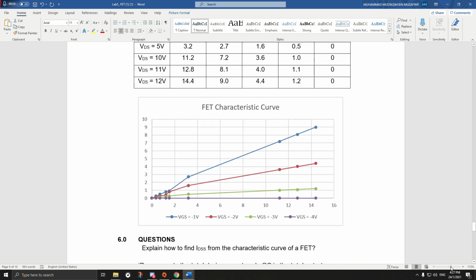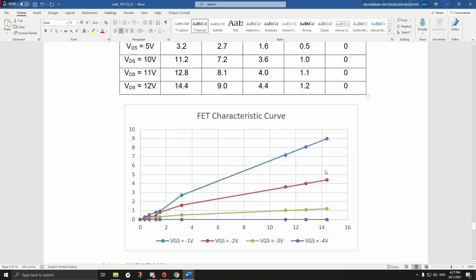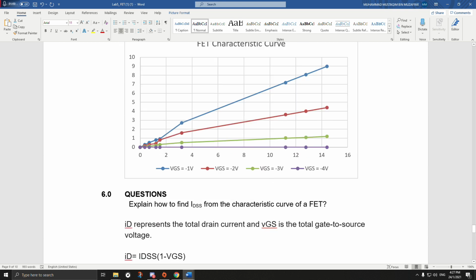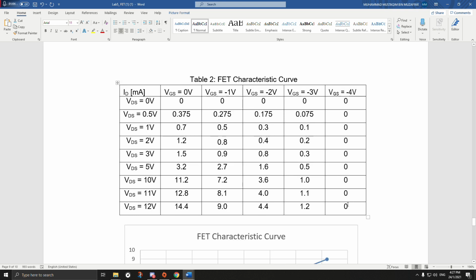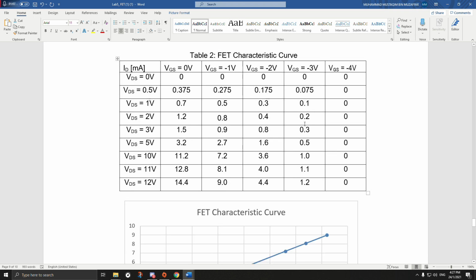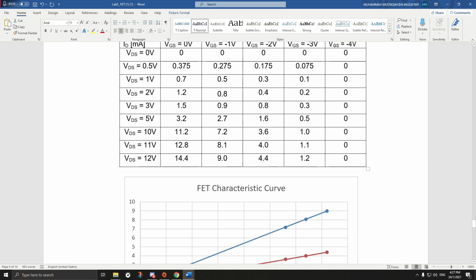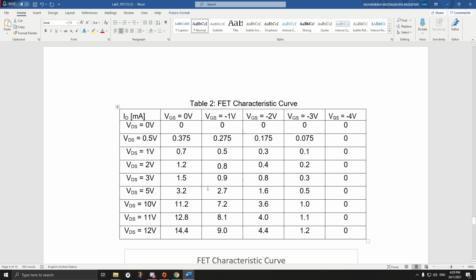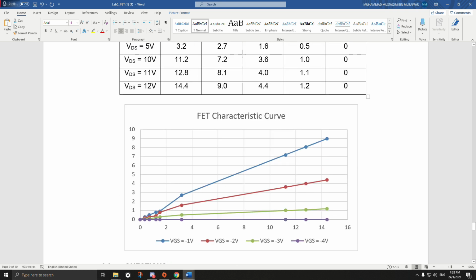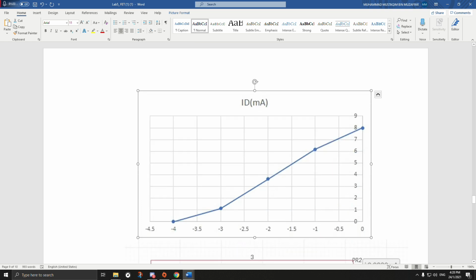For the graph of part B, we can see for -4 VGS it is all 0. It has a value, but the value is very small, so we put it all 0. Maybe this is the characteristic curve graph for part B. This is a voltage curve. For part A, it is a current curve.